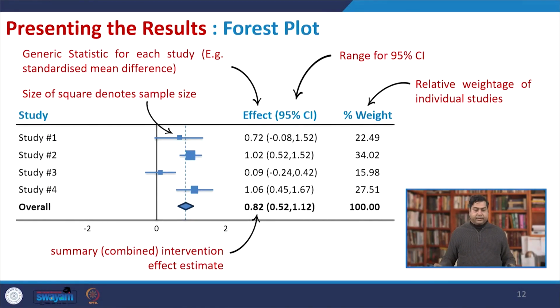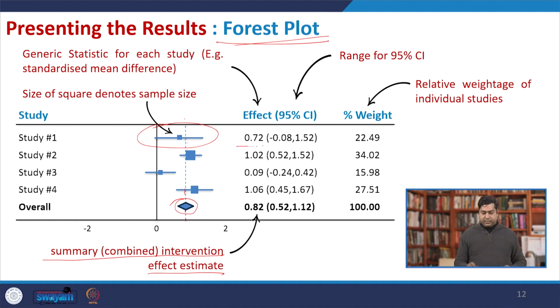Now, finally, it will come like this. This is referred to as a forest plot, and this is a very important plot for all of you to understand. Suppose for 4 studies we have calculated the effect size out of the generic statistics. Here the plot is going to give you the effect sizes, and it will also give you the summary combined intervention effect, which is denoted by this particular shape, and this is basically the overall mean.